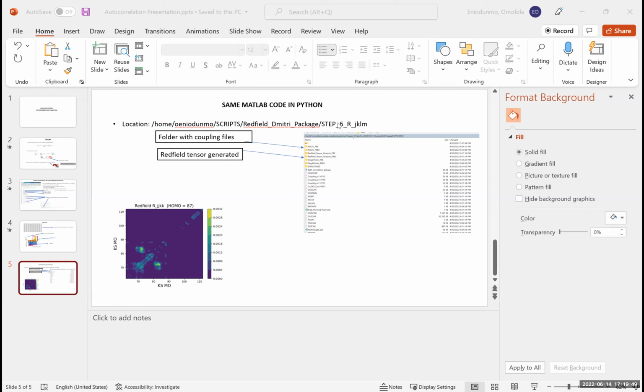I put this file path just in case somebody wants to try out using the Python script. So you could just go in and grab it.